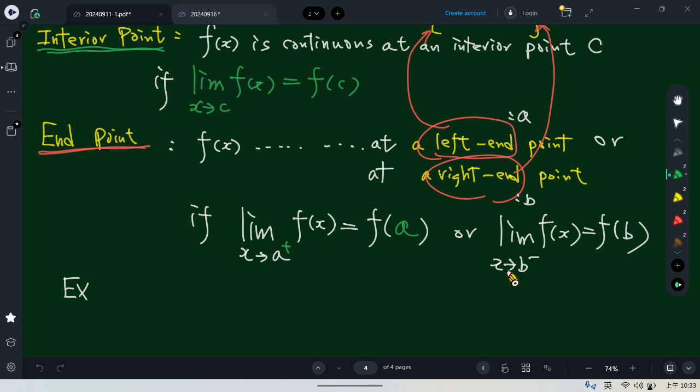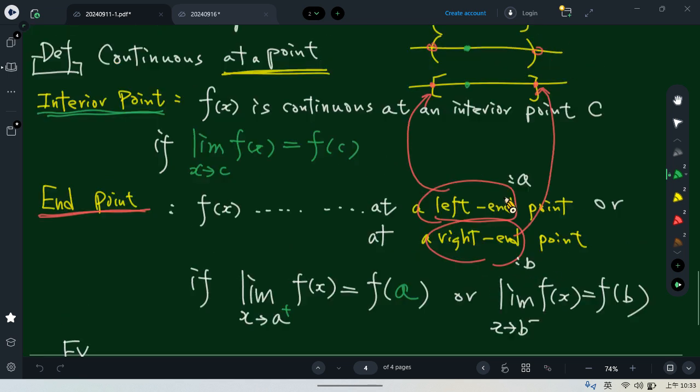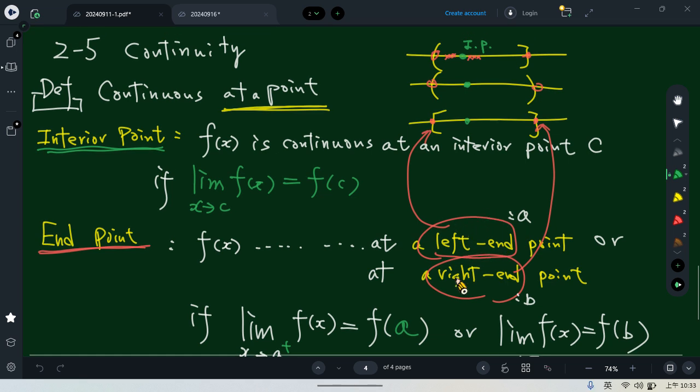Oh, sorry, maybe I just wrote a wrong definition for this one. This is for the right end. This is for the left end. This is for the right end. The right end is here, but we only pay attention to the point at its right side.